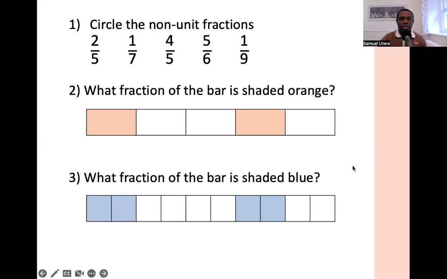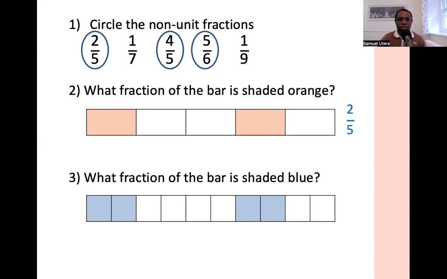Here you were asked to circle the non-unit fractions. Now, unit fractions, you know from our previous lesson, are fractions that have 1 in the numerator. There are only 2 fractions that satisfy that condition, so the non-unit fractions are shown there. Now, you can see that we have 2 bars shaded in the bar model. So here, this represents 2/5, and for the next one, that represents 4/10.